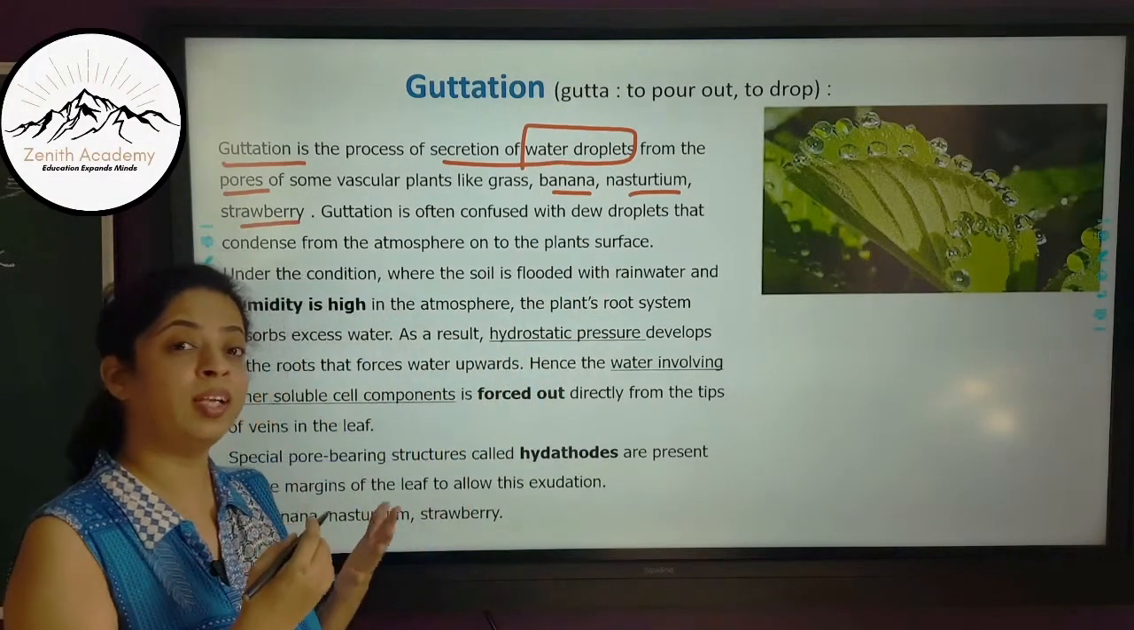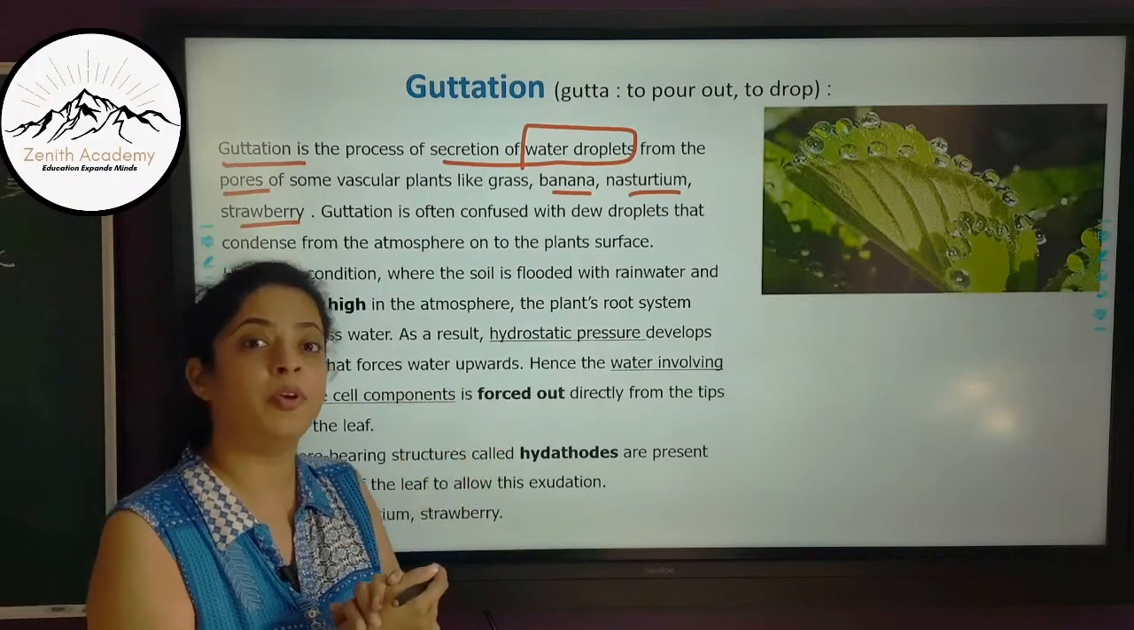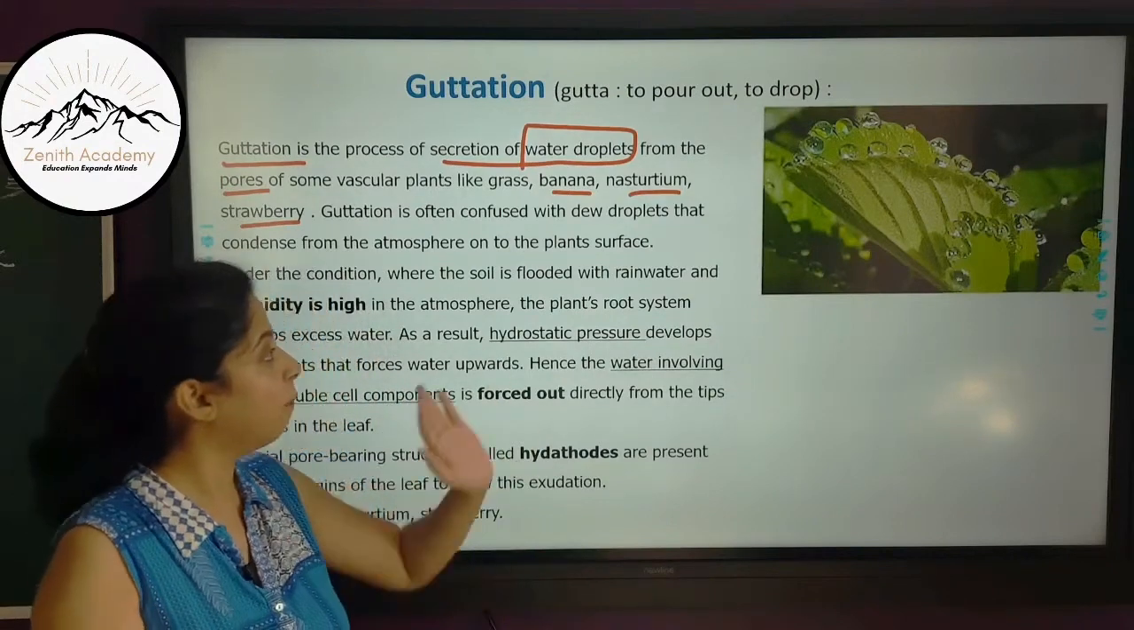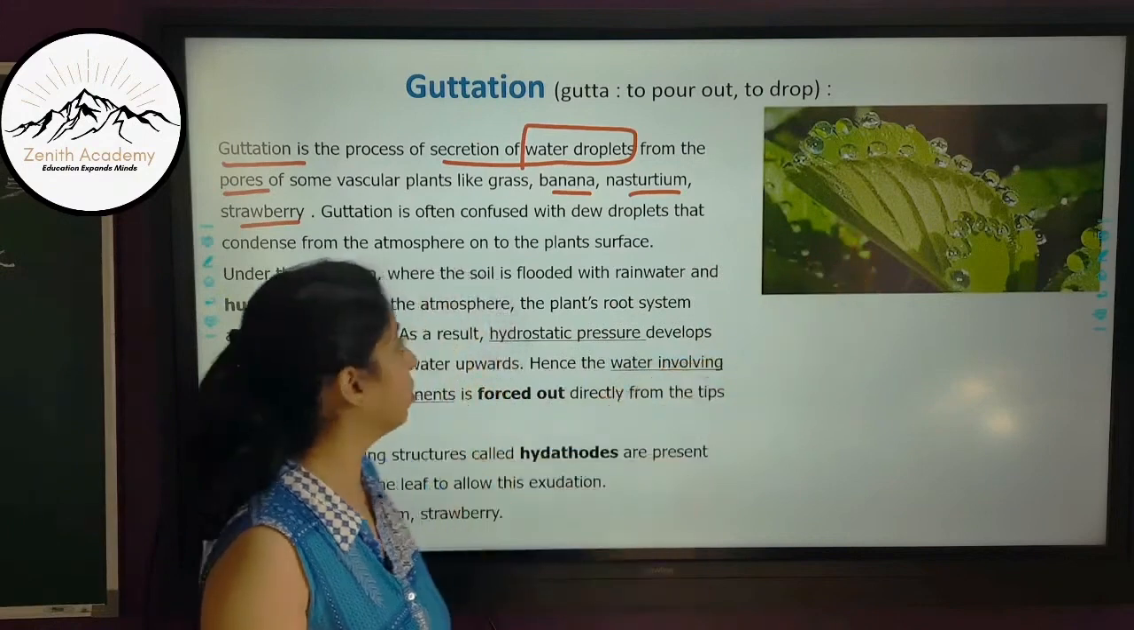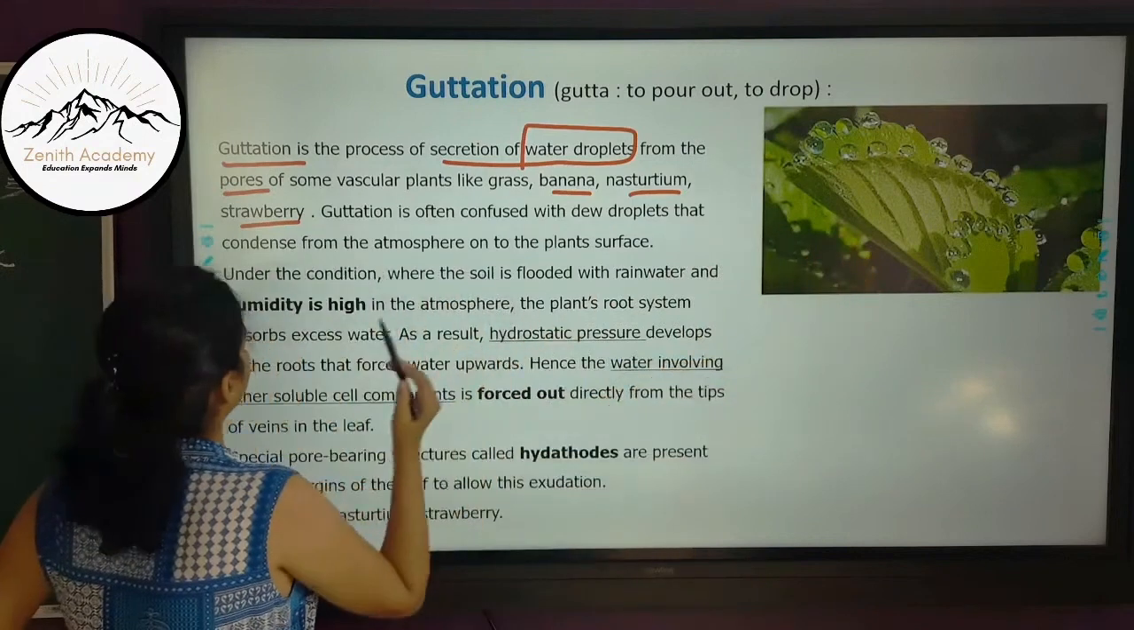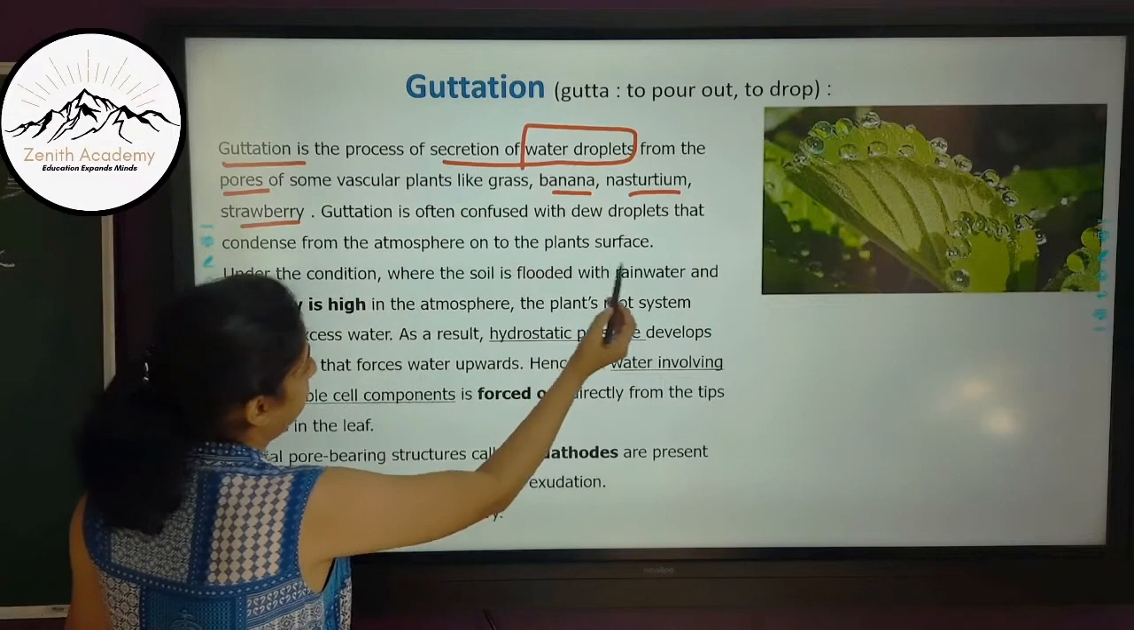Now guttation is often confused with dew droplets. Have you seen in the morning time the dew droplets which are formed due to the condensation of water vapor? But these are not dew droplets. So don't confuse it with dew droplets that condense from the atmosphere onto the plant surface.